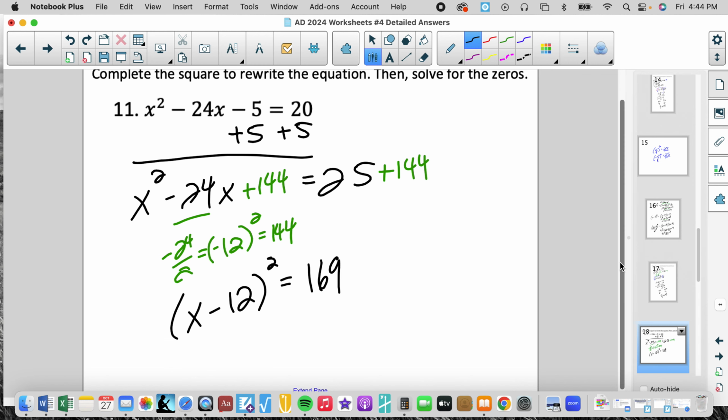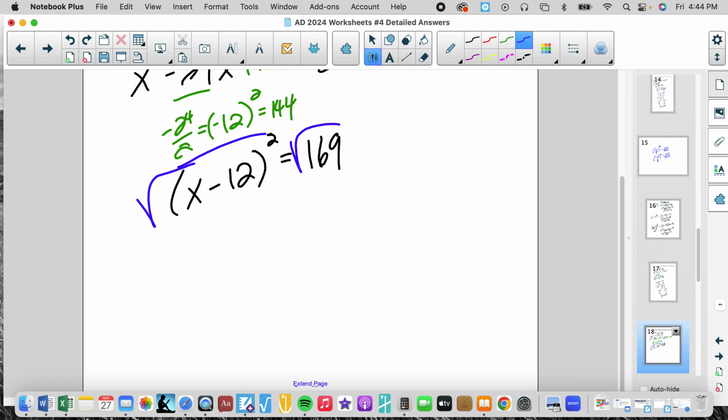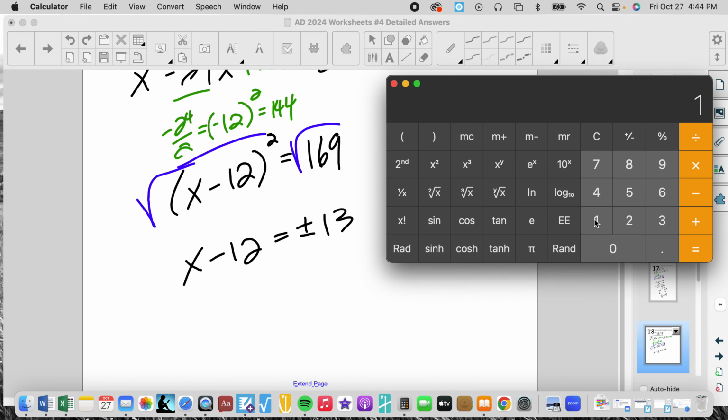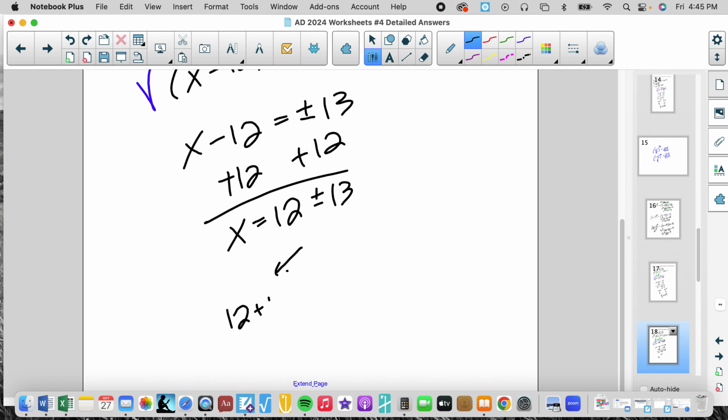My coefficient is going to be x squared equals 169. Okay, now let's take the square root of both sides. This gives us x minus 12 equals plus or minus 13. I think that's 13. I should know. I just told you you should know your perfect squares. Bingo. Let's add 12 to both sides. x equals 12 plus or minus 13. 12 plus 13, 12 minus 13: 25, Mr. Mac, and -1.